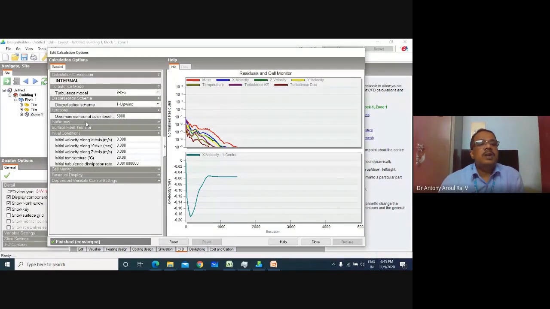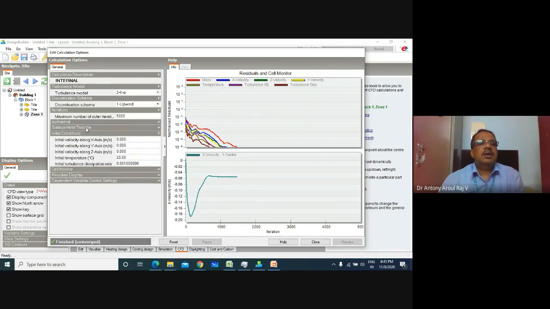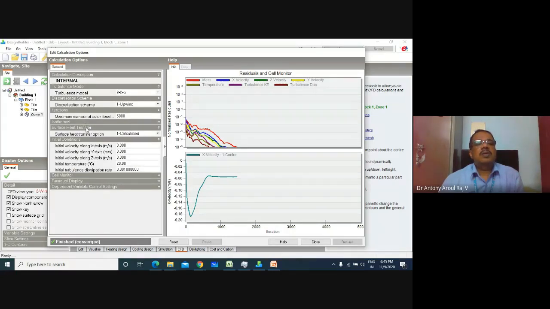Our problem is not isothermal, because isothermal means at constant temperature. Yesterday's problem can be approximated as isothermal because we had not taken the energy equation. If we have not considered the energy equation, there will not be any temperature solution, so it is like isothermal. Surface heat transfer we calculate only from the simulation, from the calculator only. But there is a provision that we can give external values also, user defined values.